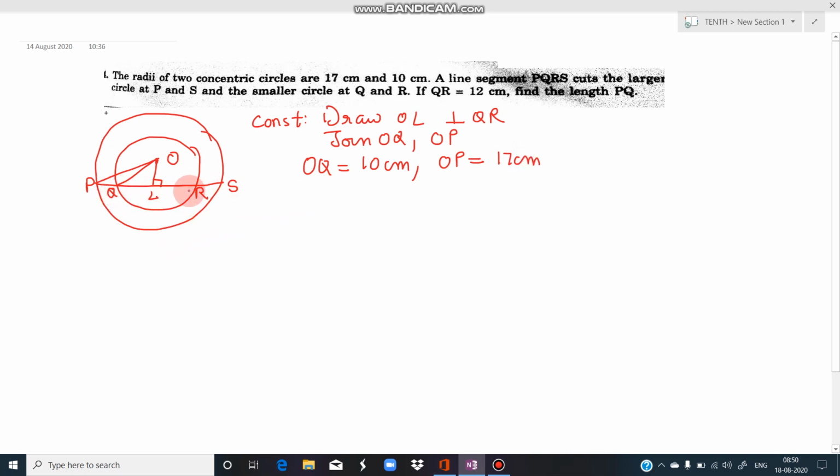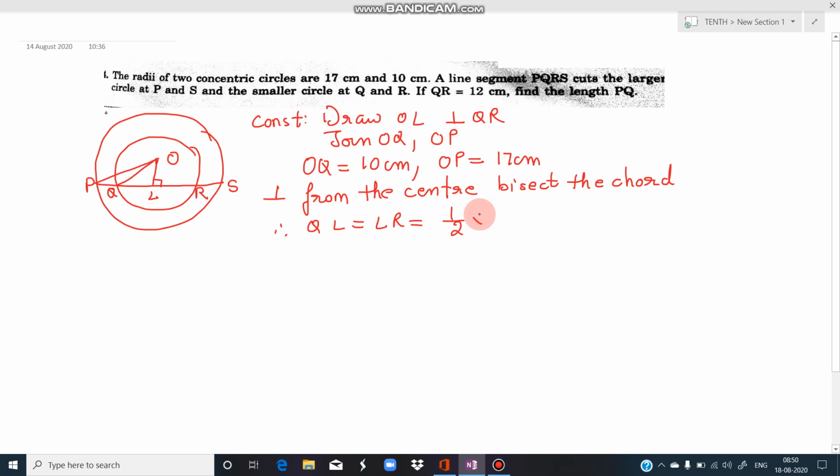Then we are given QR is 12. So what is the length of PQ? Now first of all, we are using the same result as we used in the previous question: perpendicular from the center bisects the chord. Isn't it? So therefore, this OL is perpendicular and QR is a chord, so QL will be equal to LR, that is half of 12, which is 6 centimeter. So this is 6 and this is 6.